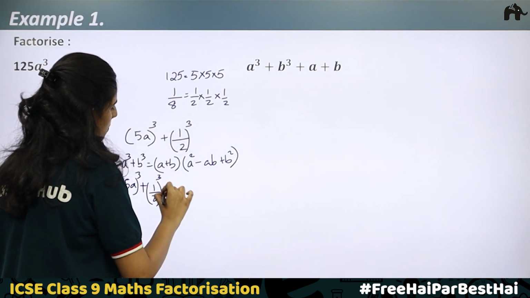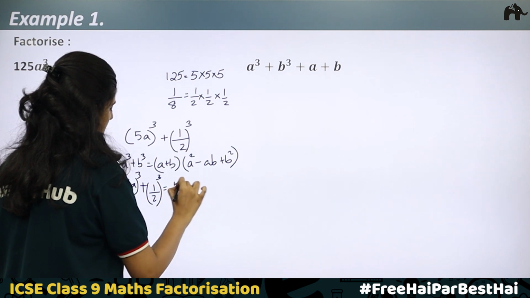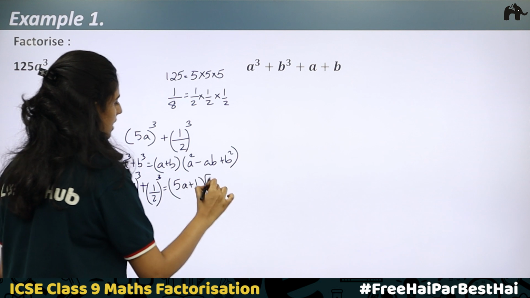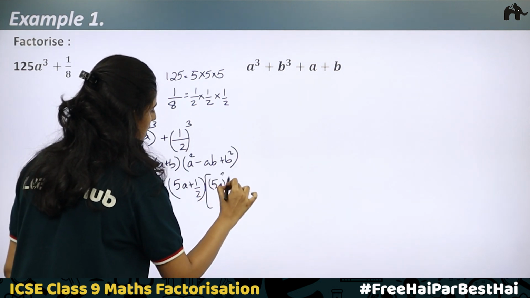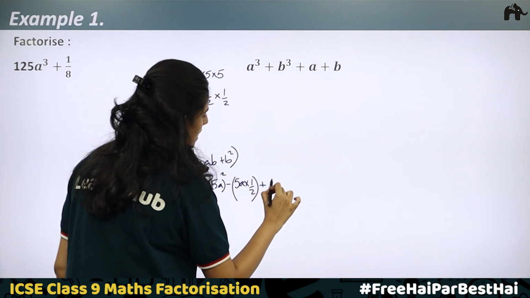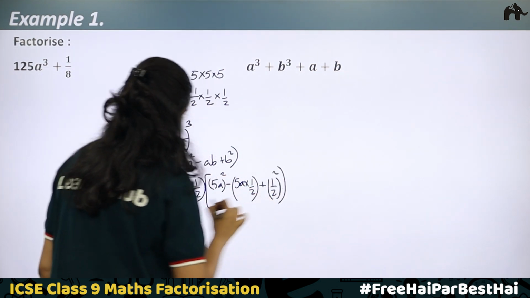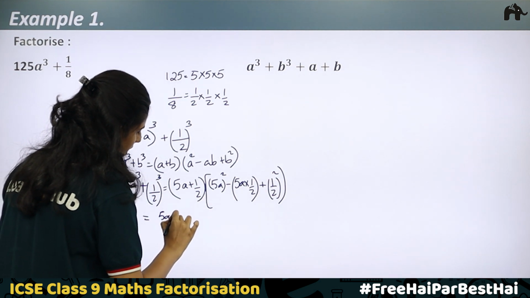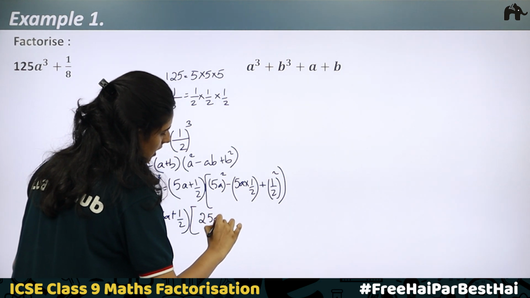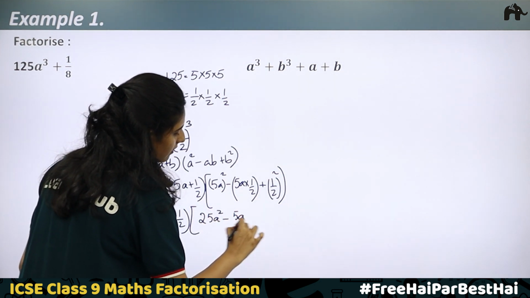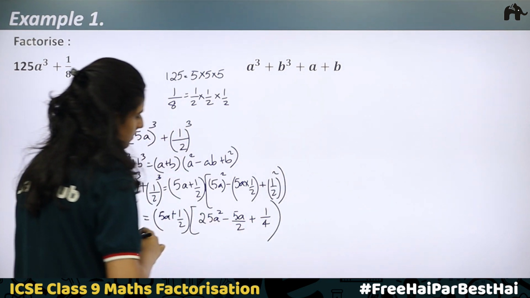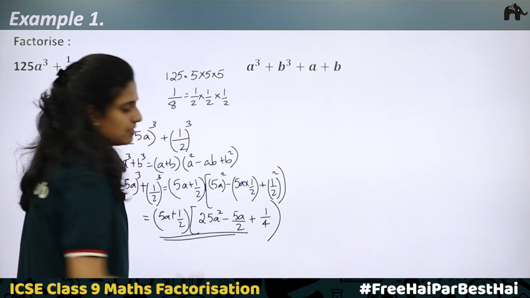So (1/2)³ will be equal to (5a + 1/2)(25a² − 5a·1/2 + (1/2)²), which is equal to (5a + 1/2)(25a² − 5a/2 + 1/4). Okay, so these are the two factors.